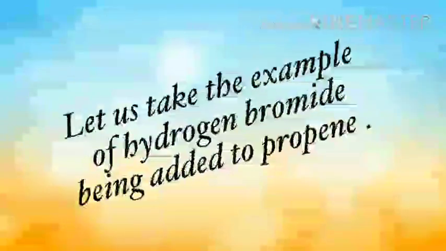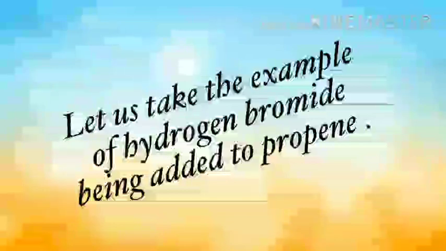Now, let us take the example of hydrogen bromide being added to propene. As you can see on the screen, the first step is hydrogen and bromide getting ionized. So, bromide anion and hydrogen cation are formed. In the second step, the positive part, that is the hydrogen ion, moves to the carbon atom with negative charge and a secondary carbocation is formed. In the third step, the negatively charged bromide ion moves to the positively charged carbon atom and a haloalkane is formed, that is 2-bromopropane.